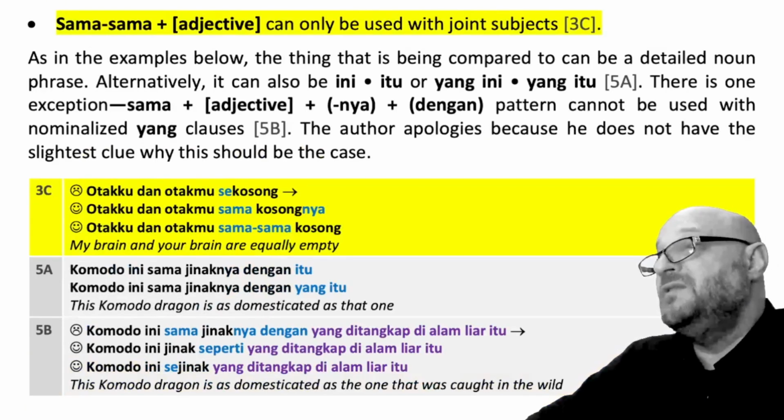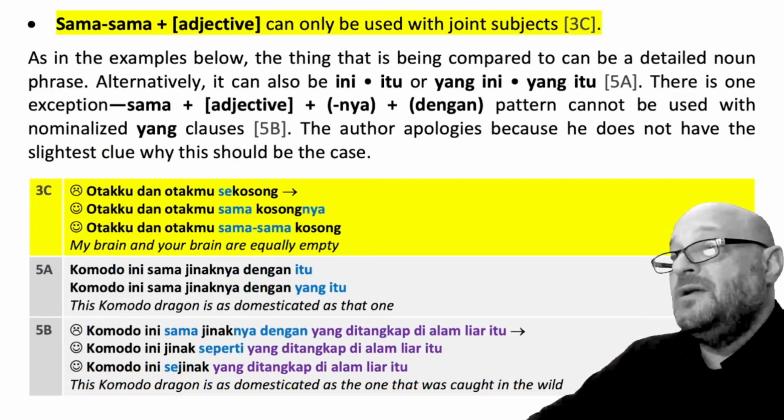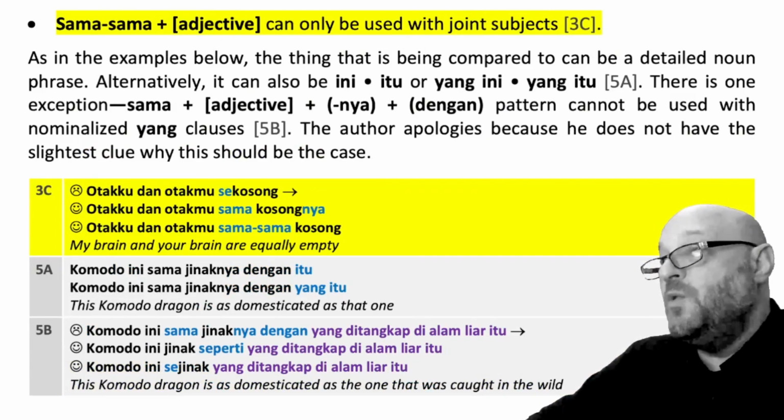Sama-sama plus adjective can only be used with joint subjects. Example 3c, otaku dan otakmu sekosong is awkward. So you can say otaku dan otakmu sama-sama kosong. My brain and your brain are equally empty.